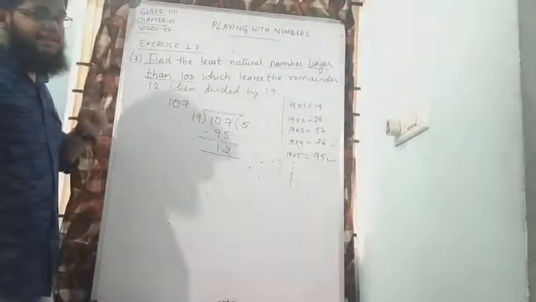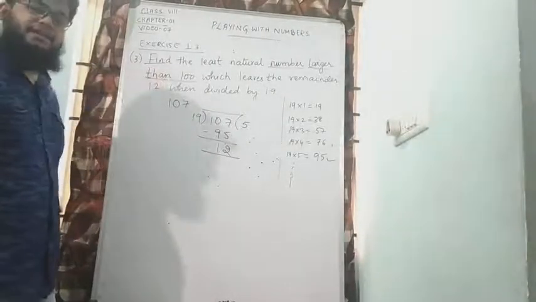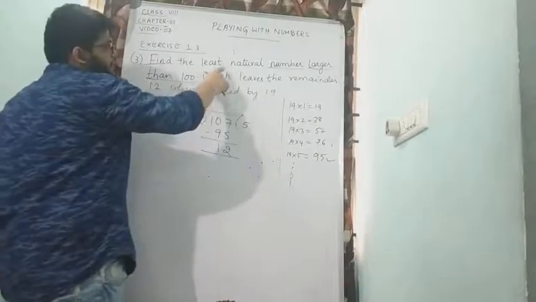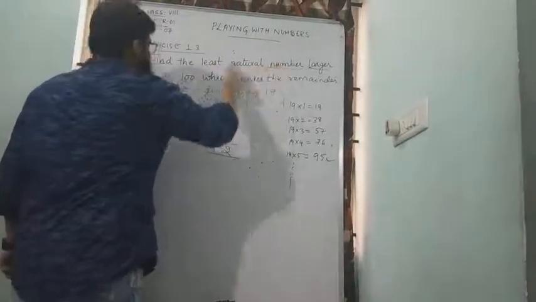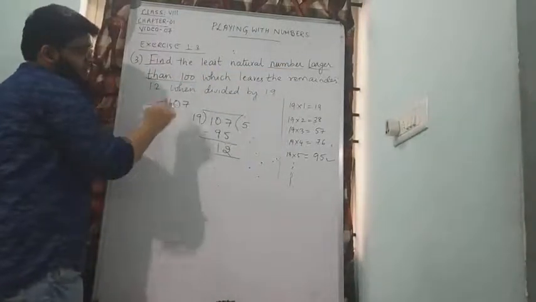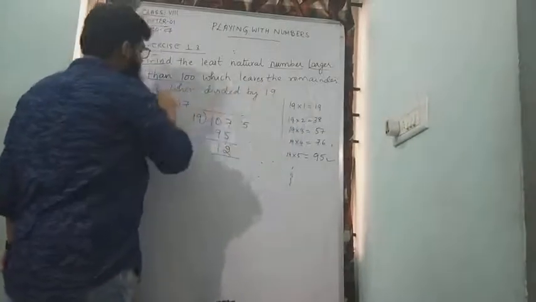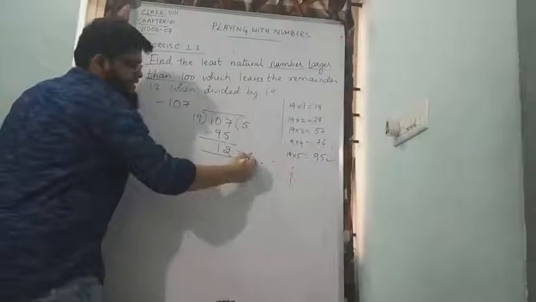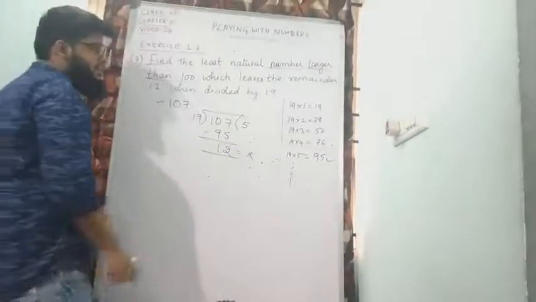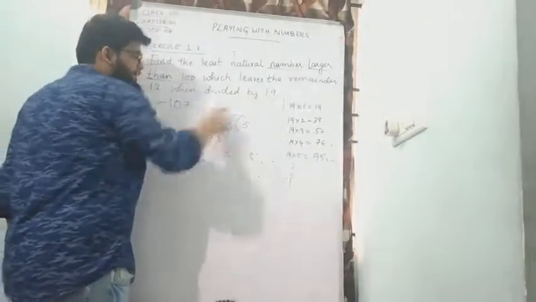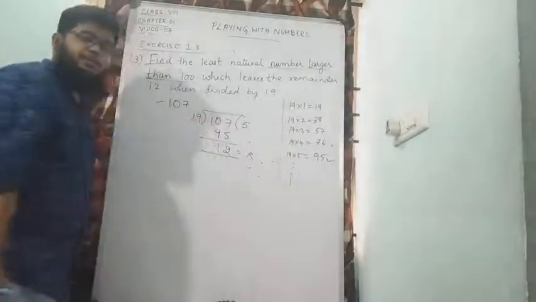So now let us confirm if it is satisfying the entire question. First, it is telling to find the natural number larger than 100. Is 107 larger than 100? Yes, it is larger than 100. It leaves the remainder 12. Is the remainder 12? Yes, the remainder is 12. When divided by 19, did we divide this with 19? Yes, we divided with 19.